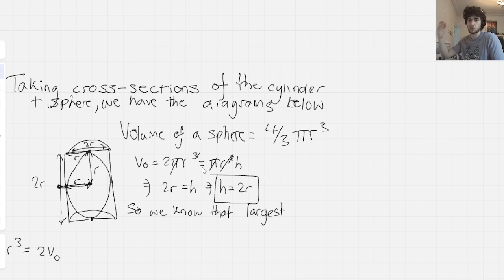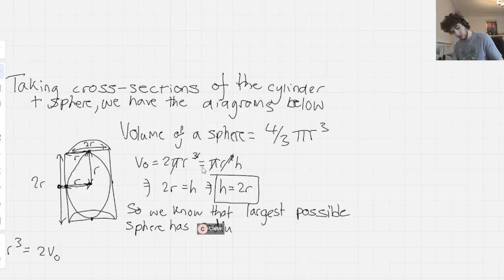Since this circle is just the cross section of that sphere and it has radius r, the sphere itself will have radius r. So we know that the largest possible sphere has radius r, and obviously we know that our value of r is equal to, what was it, v naught divided by 2 pi, to the power of a third.